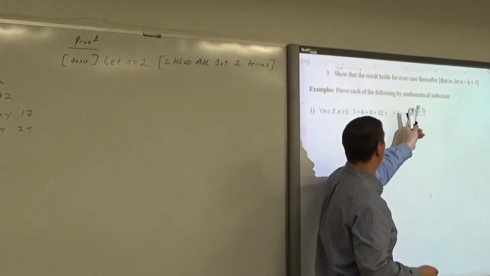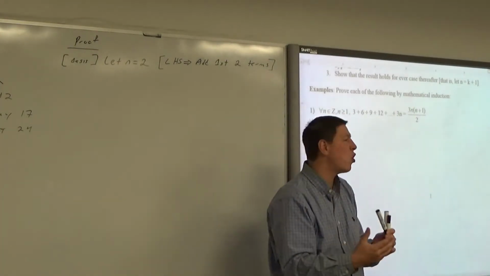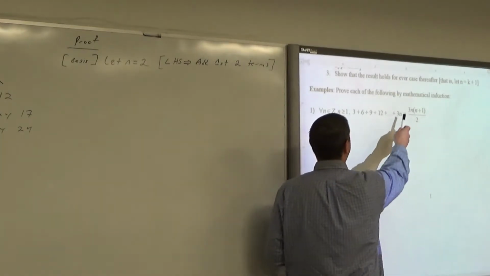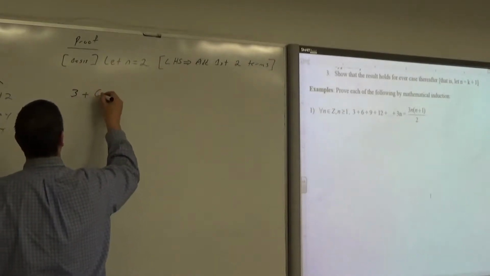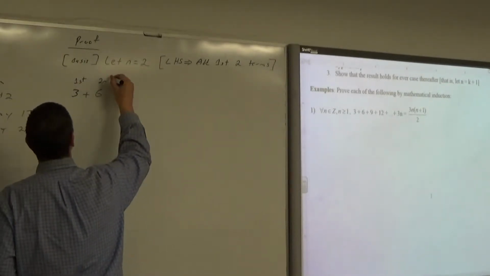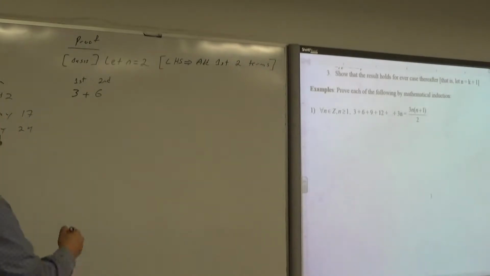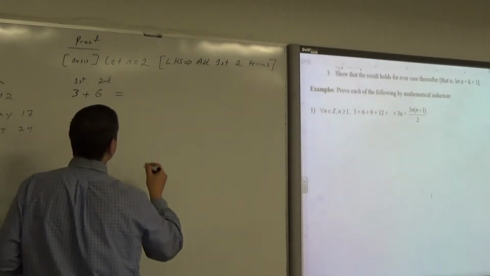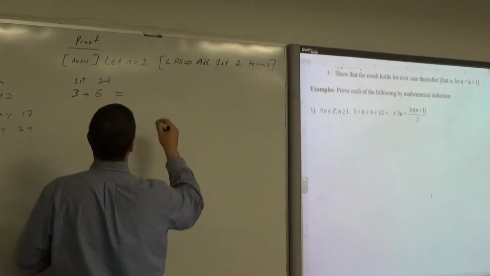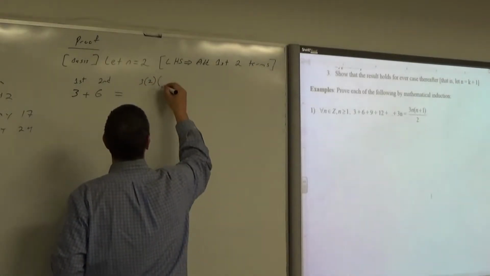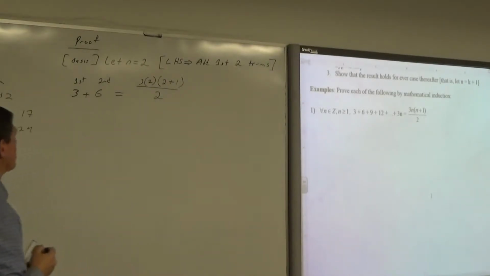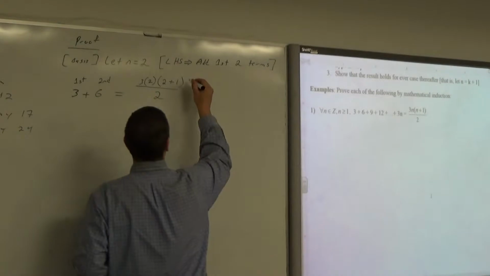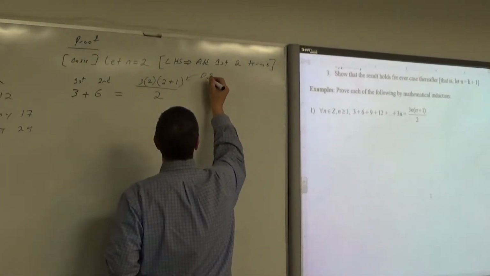On the right side, we're just going to use direct substitution. Some students often confuse what n means on the left-hand side. So on the left-hand side, we're going to get our first term, and we're going to have our second term, so that's 3 plus 6. On the right-hand side, I'm just going to directly substitute 2 back into the formula. So that's 3 times 2 times 2 plus 1 divided by 2. So over here, we just use direct substitution.